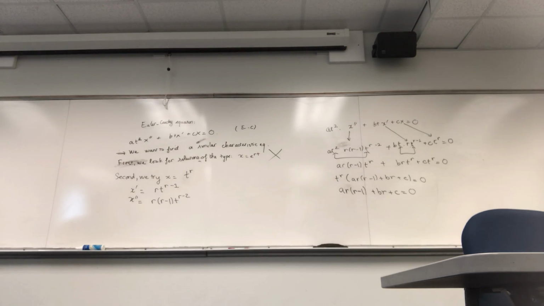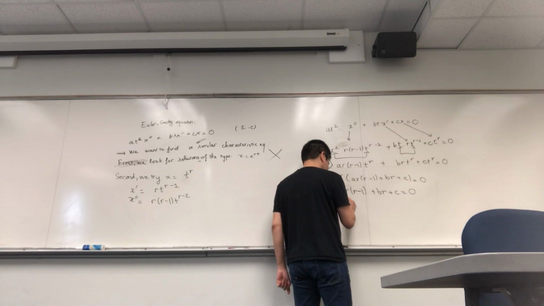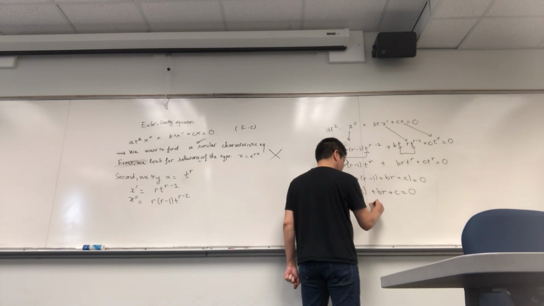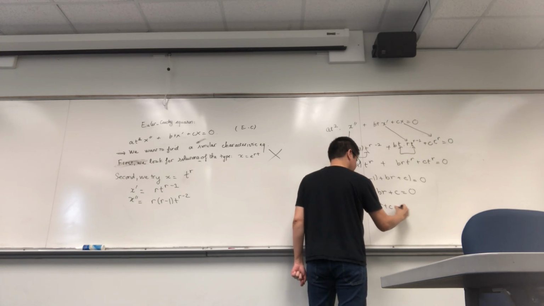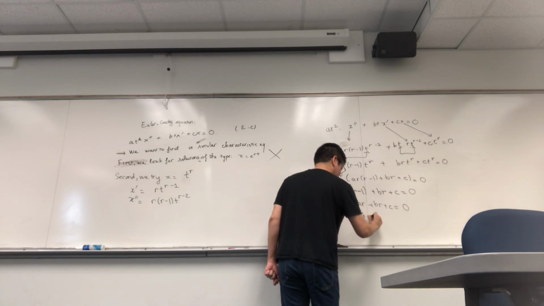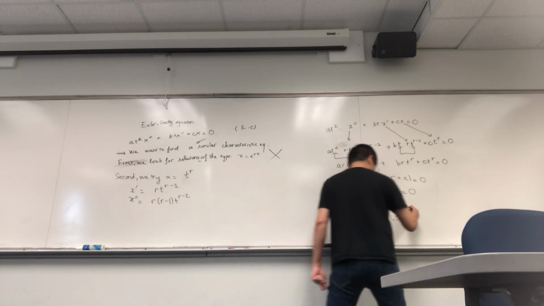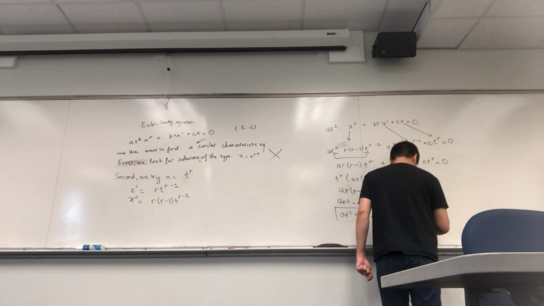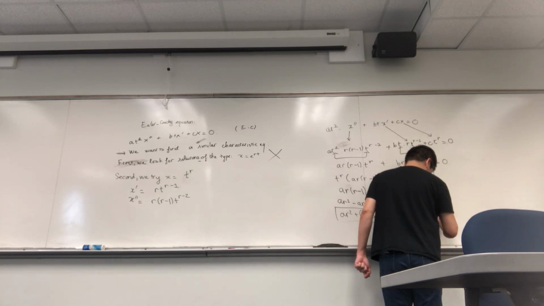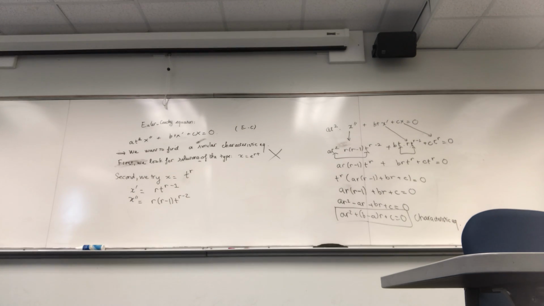Right? And this is the new characteristic equation. So you have a r squared minus a r plus b r plus c is 0. And this is a r squared plus b minus a r plus c is 0. This is the characteristic equation. All right? Questions?